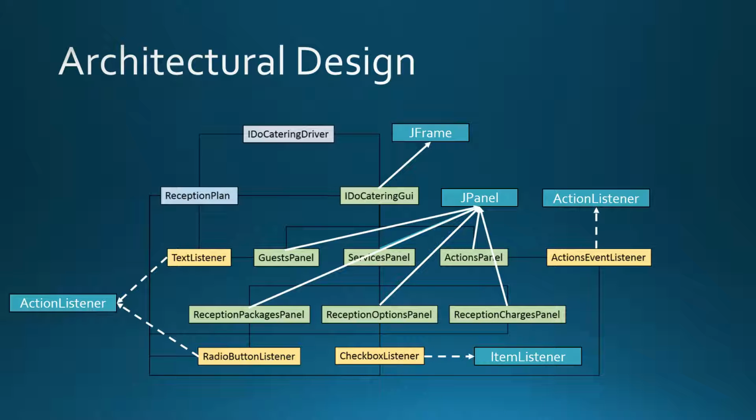Moving over to the event handlers, the event listeners, we're going to have 2 kinds: the text listener, the radio button listener, and the actions event listener. They're all going to implement the Java action listener interface. The checkbox listener is going to implement the Java item listener interface. You'll note that these listeners are very closely tied to their associated view classes.